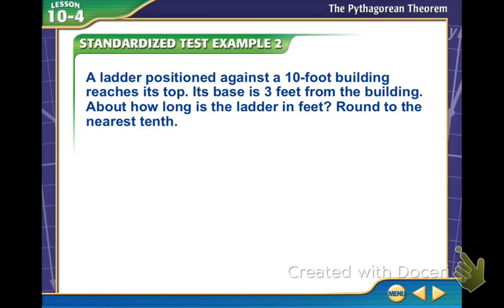So the Pythagorean theorem is actually very useful in very many real-life situations. Here we have a ladder that's leaning up against a building. It reaches the top of the building, so it reaches up 10 feet, and its base is 3 feet from the building. So we're going to figure out how long the ladder is in feet, and round to the nearest tenth.